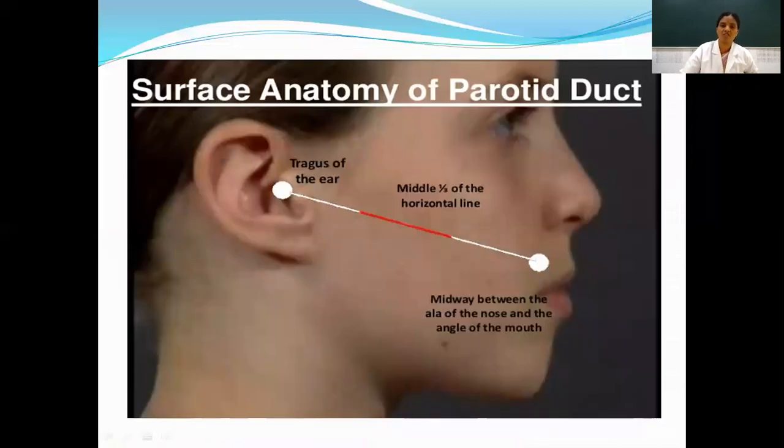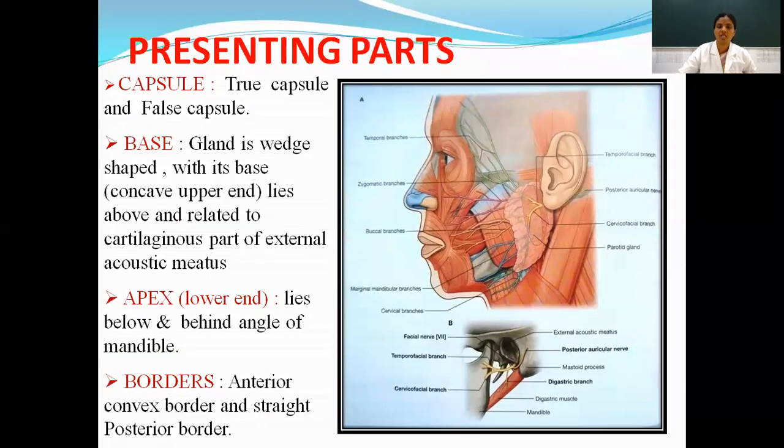Now, what is the surface marking for the parotid duct? Again, the first point you have to locate is just in front of the tragus of the ear. The second point is exactly the junction between the ala of the nose and the red margin of the upper lip. So this is a center in between these two structures. If you draw a line between these 2 points, the middle 1/3 of this line indicates exactly the location of the parotid duct. So this knowledge is very important in the clinical aspect.